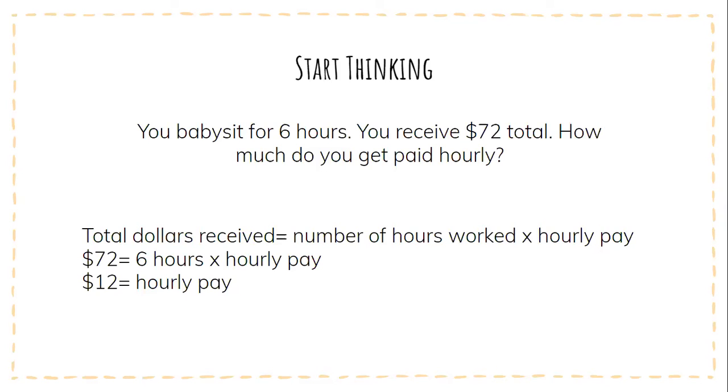In order for us to do that, I'm going to divide both sides by 6 hours. So I divide 72 by 6, and then 6 by 6, which cancels out to 1, which leaves hourly pay on one side on its own. When I divide 72 by 6, that gives me $12. So the hourly pay for babysitting would be $12, which means when you work 6 hours at $12 an hour, you'll get $72 total. So those were our start thinking problems to help us think about expressions and what we would do in situations.